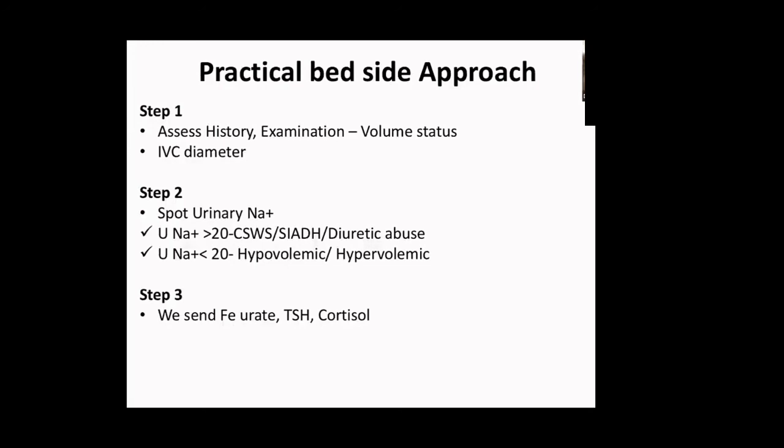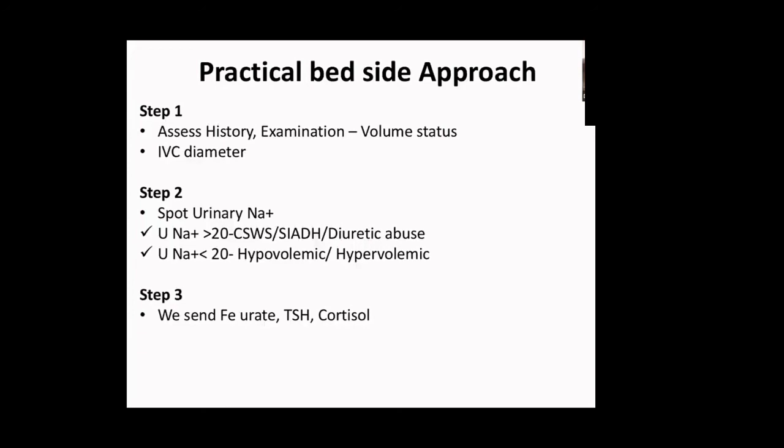Step 1 to all residents is please assess history. Don't jump to conclusions. Just see whether it is a patient of cirrhosis, renal failure, CHF, what drugs the patient is having, or what has happened to him in the past 2-3 days, whether the oral intake is decreased and all these things. This is the most important thing. Assess history and examination, and then we see the IVC diameter along with lung ultrasound.